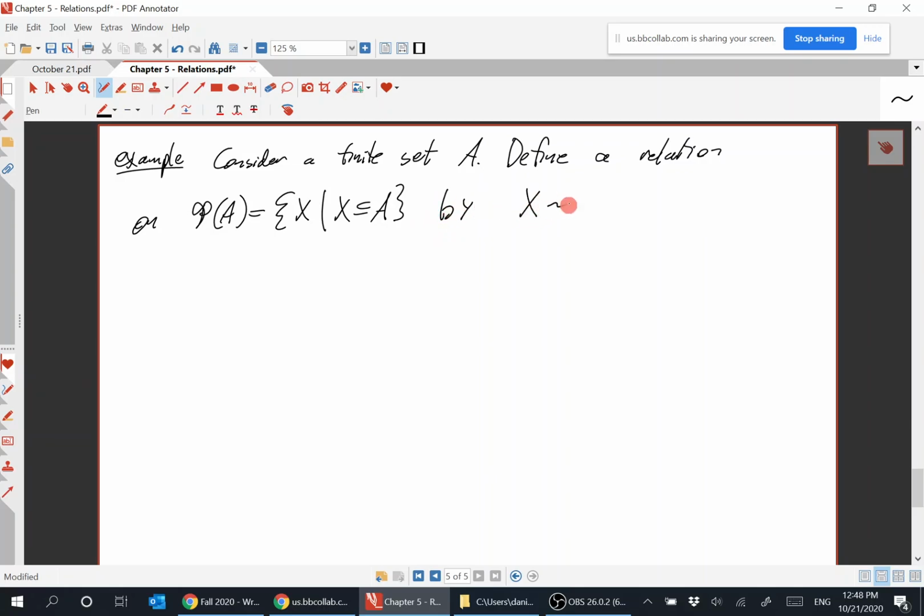Define x is related to y when the order of the symmetric difference of x and y is even. So these two subsets are going to be related when the symmetric difference between them is even. And remember, what's symmetric difference?